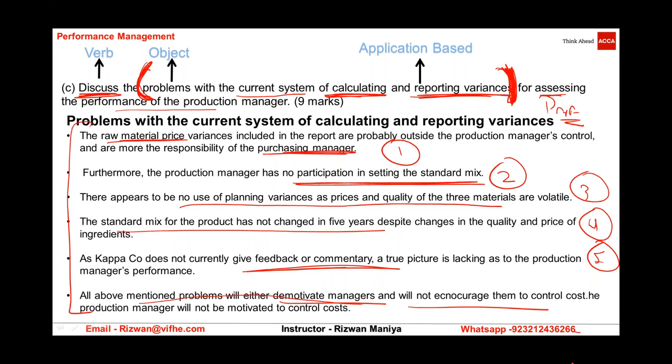Always ask two things yourself. What do you need to ask? Verb and object. And second, whether the question is knowledge based or application based. When it is a knowledge based question, you don't have to link with the scenario. Be general, write bookish knowledge. But when it is an application based question, apply the knowledge in the scenario.